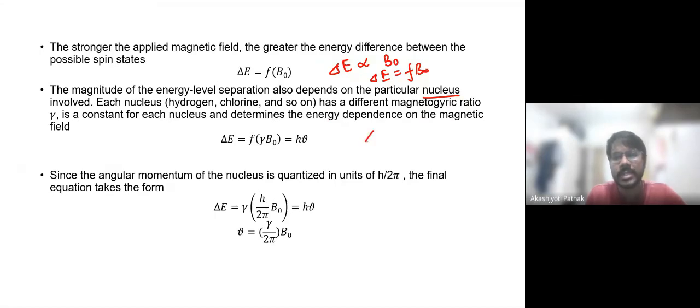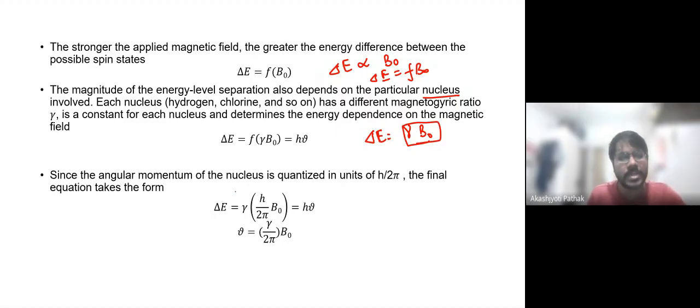So we saw that the energy difference is dependent on the applied magnetic field, and it is also dependent on the gyromagnetic ratio. It is also dependent on the nucleus which you are considering. The gyromagnetic ratio will determine which nucleus it is, since each nucleus has a particular gyromagnetic ratio. So this energy difference is actually equal to the gyromagnetic ratio times the applied magnetic field.